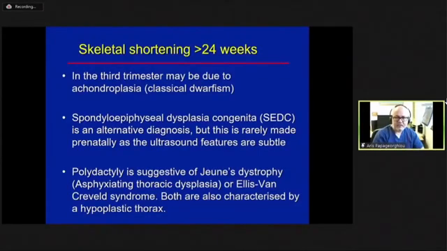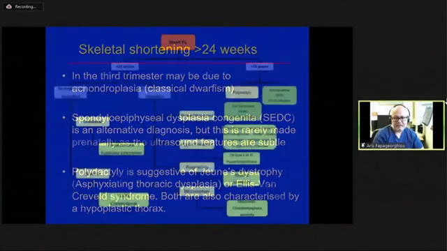So in skeletal shortening after 24 weeks, we've discussed it before 24 weeks already. In the third trimester, as a summary, this may be due to achondroplasia, classical dwarfism. SCDC is an alternative diagnosis, but it's not often made prenatally because the ultrasound features are subtle, and the clue is micrognathia. Polydactyly, we've covered already in the previous scheme, but that is suggestive of Jones or Ellis-van Creveld, and both are characterized by a degree of thoracic hypoplasia.